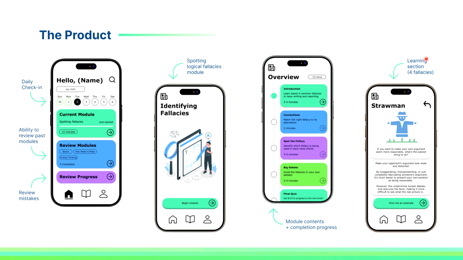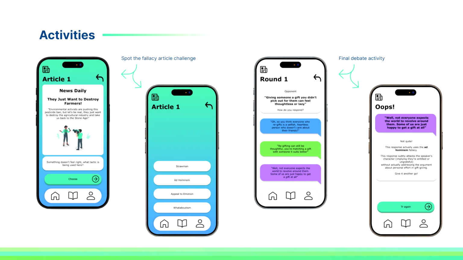And finally, we have what part of the initial learning section looks like, with a quick description of the strawman fallacy and why it's detrimental to political debate and reporting. In initial research, quizzes were highly preferred by participants, so the first activity is a Spot the Fallacy challenge, where the users have to read short articles and decide which logical fallacy has been used.